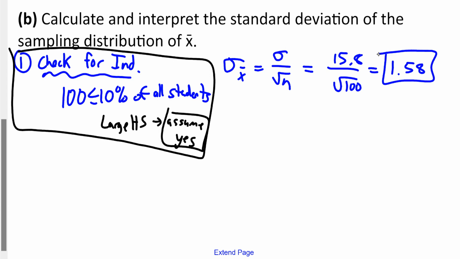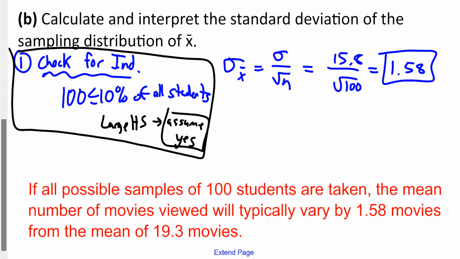Now, I want to quickly pause and interpret this. And I have that here. So basically what this is saying is, and this is the sampling distribution idea, if all possible samples of 100 students are taken, the mean number of movies viewed will typically vary by 1.58 movies from the mean of 19.3 movies. All right? Don't find that unless you know or can check for independence first.